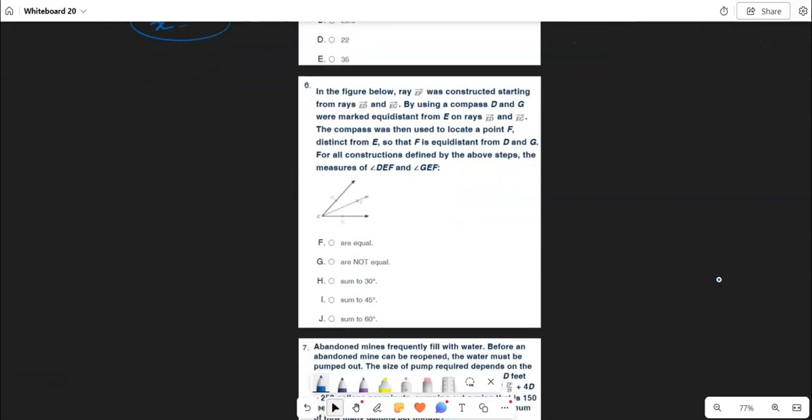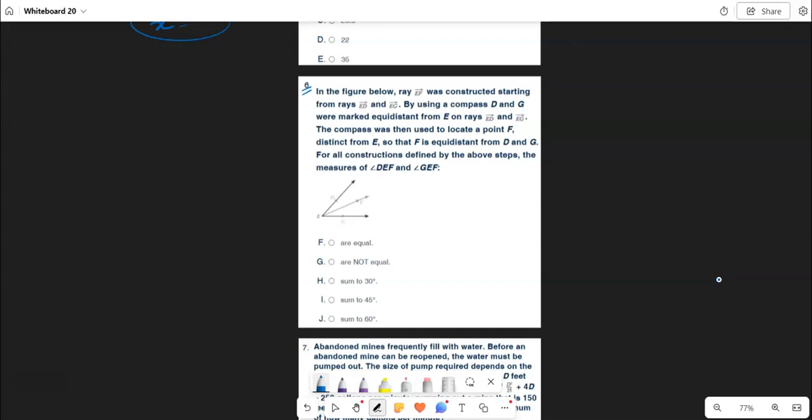Okay, so question number 3 is a geometry question. Probably you may do this geometry in your algebra 1, your freshman year or sophomore year. If you have already done your geometry, and now you are in your junior year, this is actually the time to revise it.